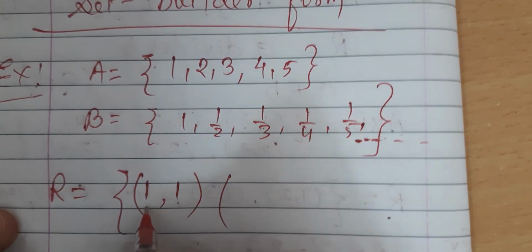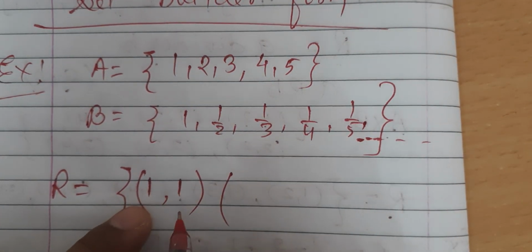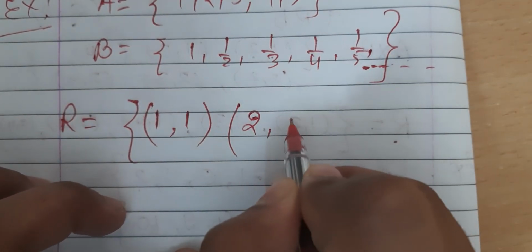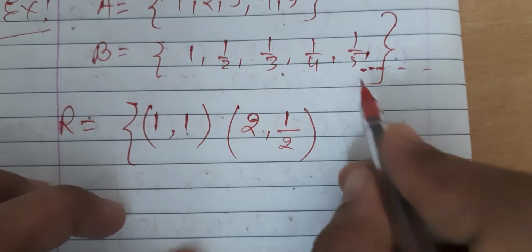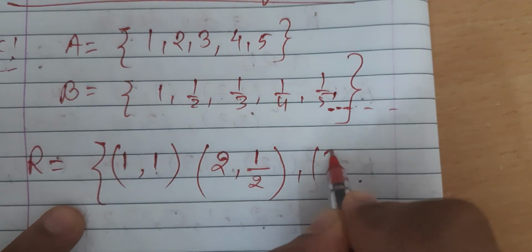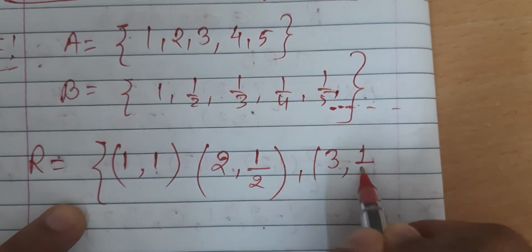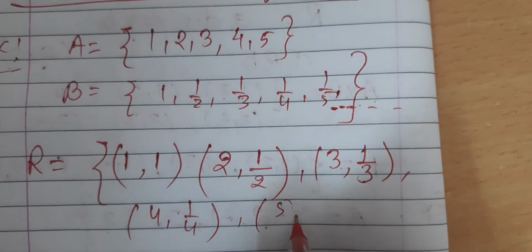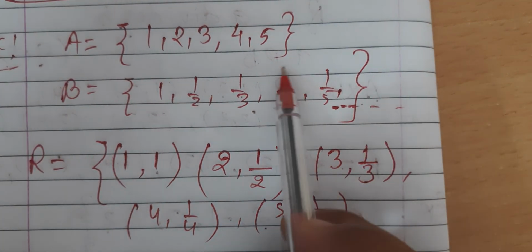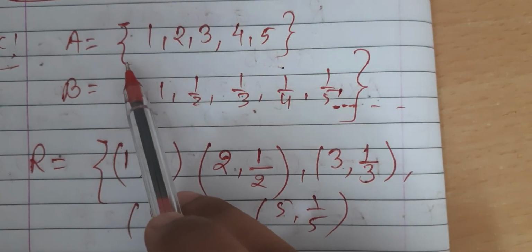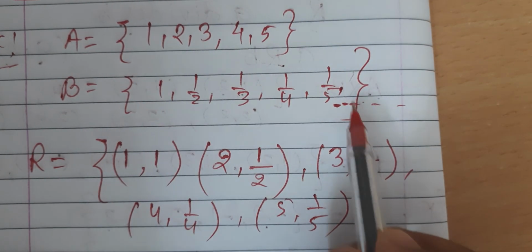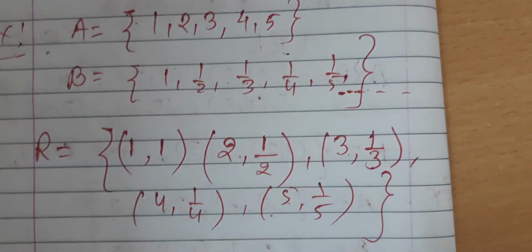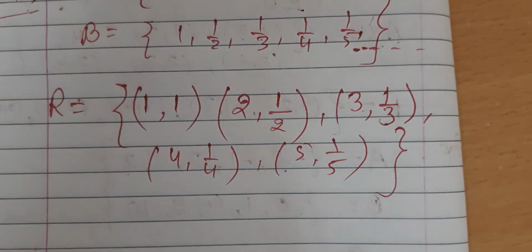Okay, means 1, then this is 1 by 1. 1 by 1 we will write 1. If we take 2, then second element is the reciprocal, means second element will be 1 by 2. Third, if we take 3, then 1 by 3. 4, then 1 by 4. 5, then 1 by 5. We don't have 6 in the first element, so we cannot take 6 and 1 by 6. Here we have 1 by 6, but here we don't have 6 in the first set. So we need to stop up to here only.